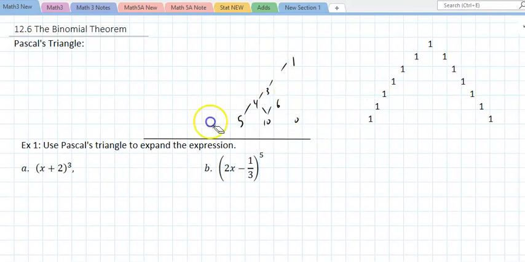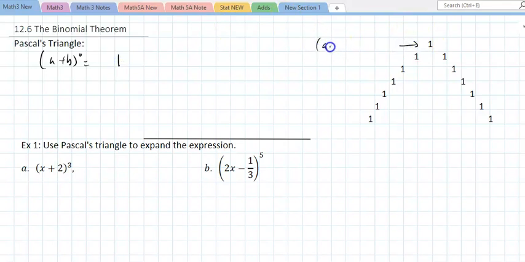So Pascal figured something very important. Pascal figured if you take a plus b to the 0, that's a 1. That's this. Then if you take a plus b raised to the 1, that is a plus b. That corresponds to this. So these are the coefficients.